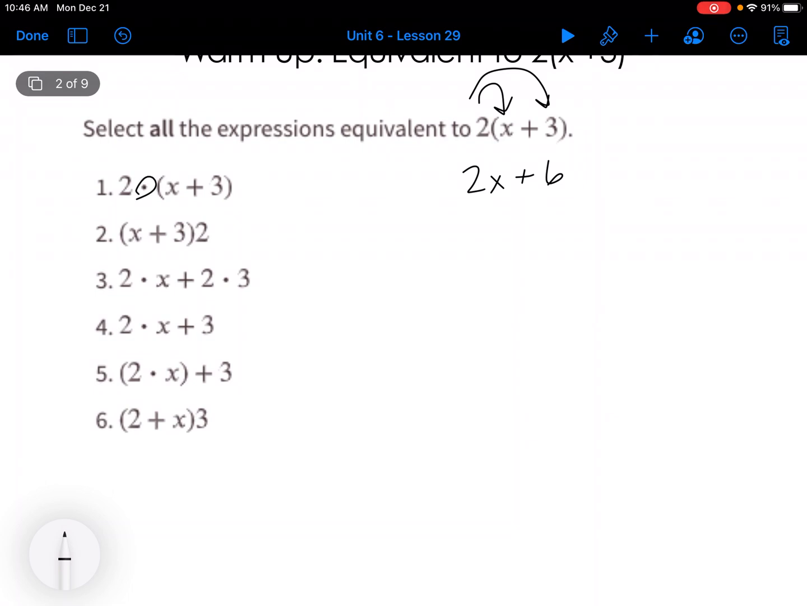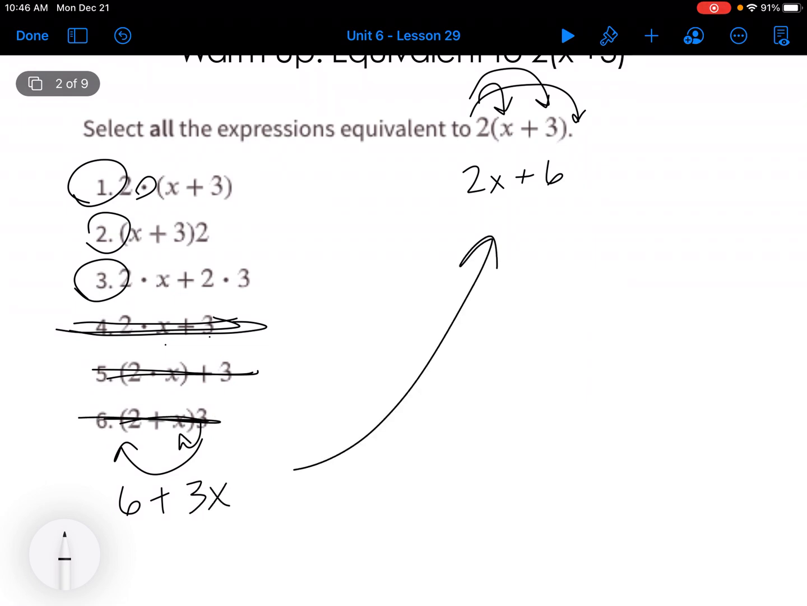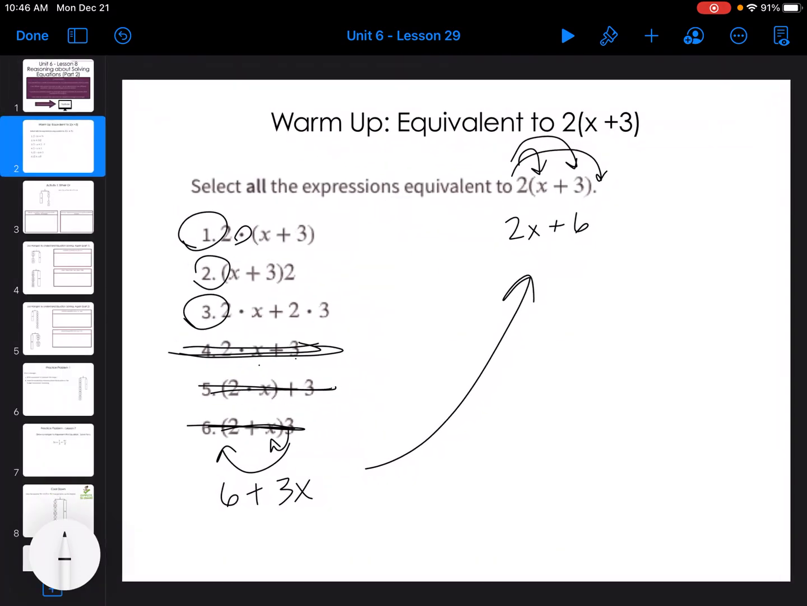This means times, so I know 1 is correct. All they did with this one was move this to the other side, so that's correct. 2 times x and then 2 times 3, that's correct. 2 times x, but they didn't do it times 3, so that's out. They did the 2 times the x, but they didn't do the 2 times the 3. And for this one, they said 3 times 2, so that would be 6, plus 3 times x, which would be 3x, which doesn't match. So my answer should have just been 1, 2, and 3.